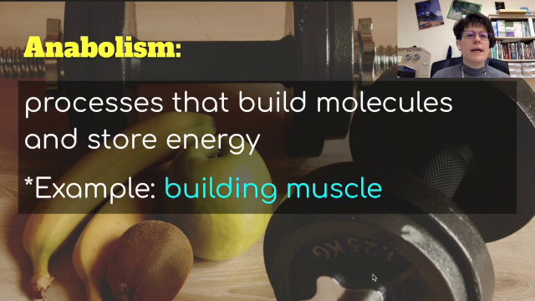Now, let's talk about anabolism and catabolism. Anabolism are processes that build molecules and store energy. I'm looking at this muscle building things in the back because you can also build muscle, but it's the building of molecules and storing energy. In a lot of chemical processes, you have a bit of a combination of both building up and breaking down, but it's the overall result we're looking at. So anabolism is building up.